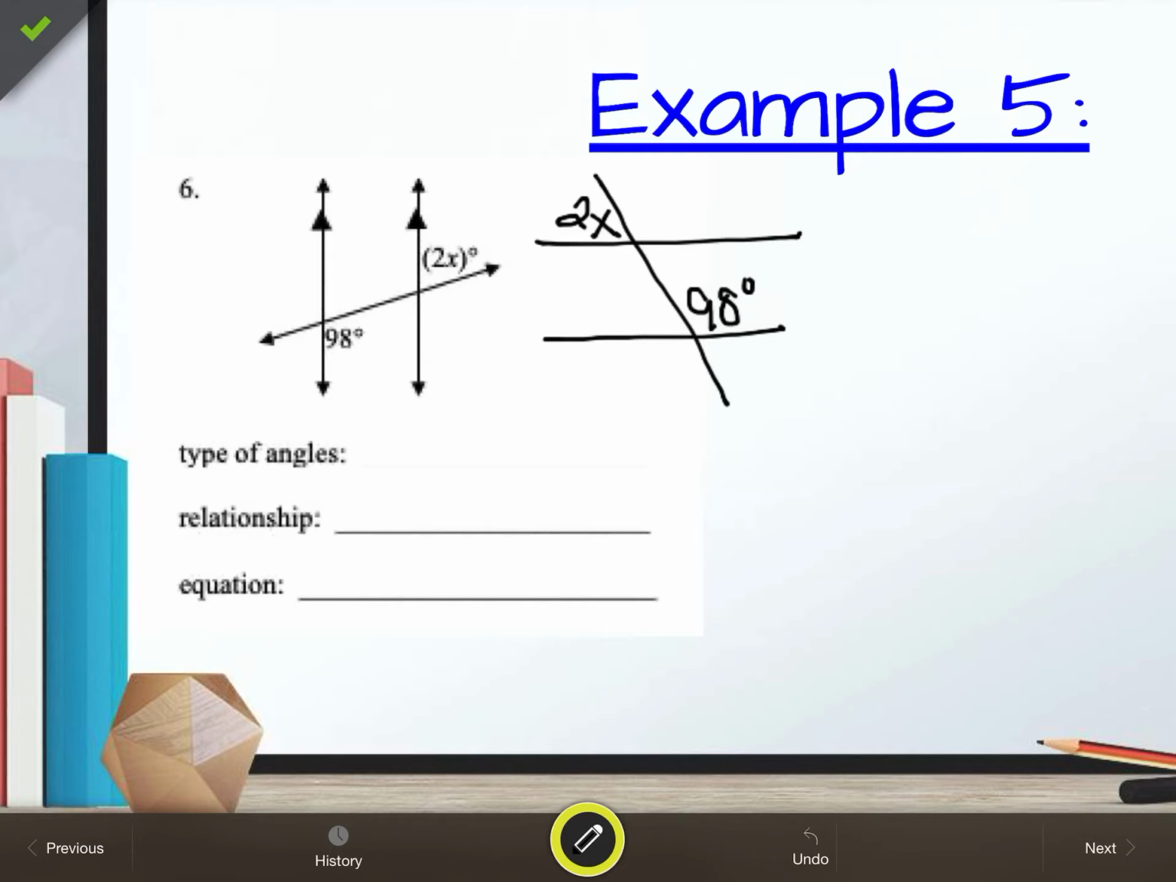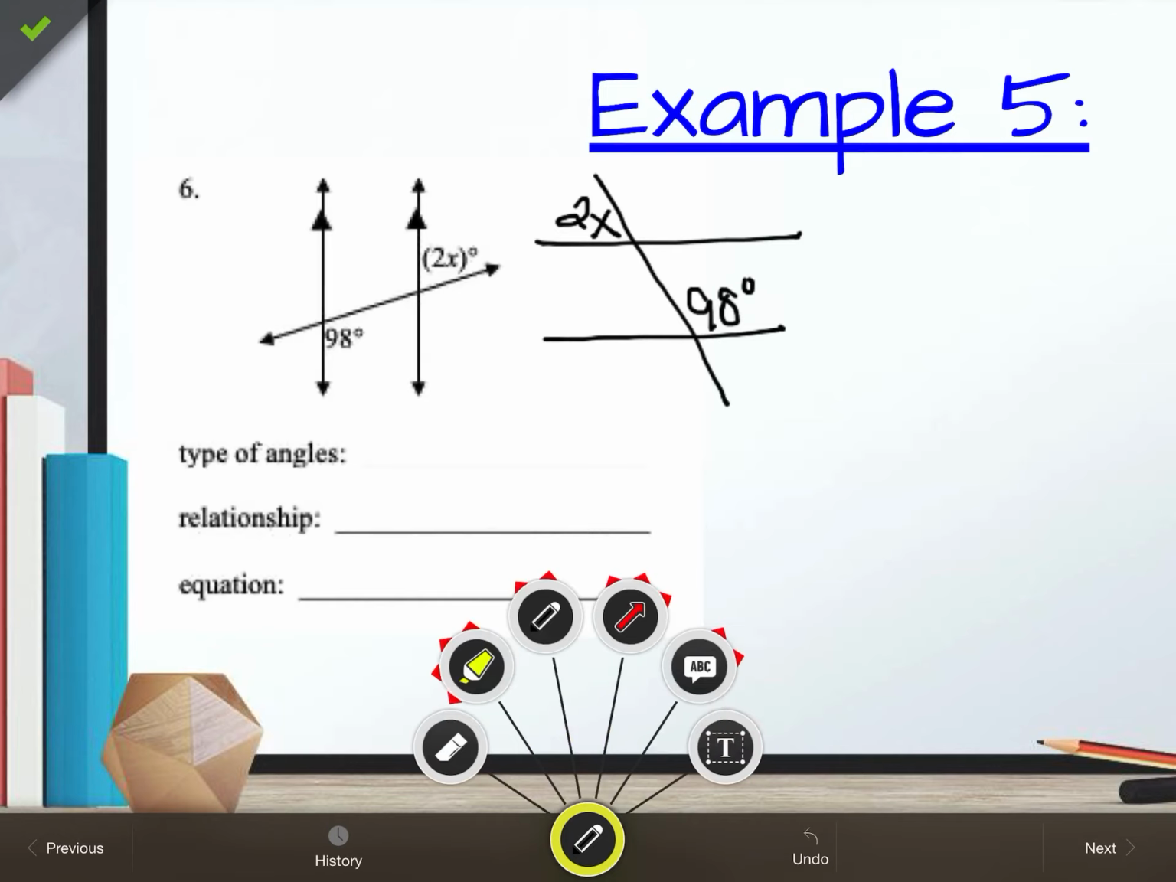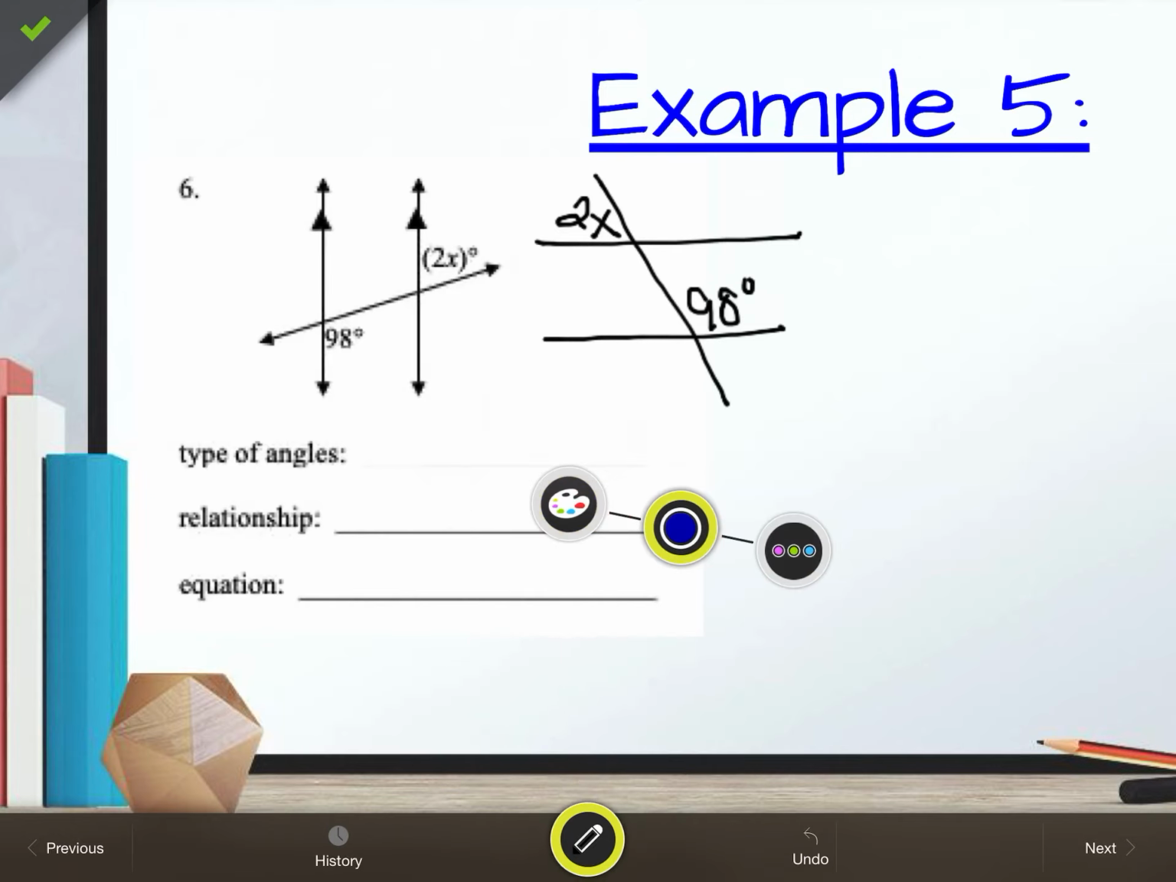So now we have to decide what kind of angles these are. So if we look, they're on different sides. Where's the 2x? Outside. Where's the 98 degrees? Inside. Okay, so they're alternate because they're on different sides of the transversal and they're not next to each other. But I have one on the outside and one on the inside of my parallel lines.